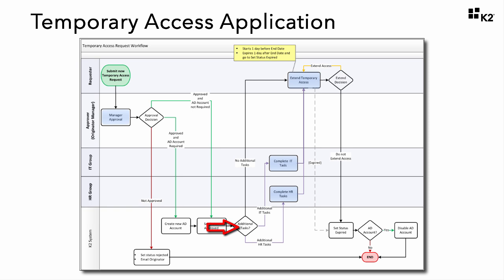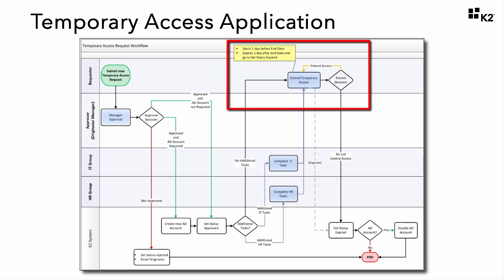For example, perhaps access to additional systems need to be granted by IT, paperwork for HR needs to be reviewed, or a security badge for access to the front gate needs to be created. Note that if both IT and HR tasks are selected, the workflow will actually split into a parallel execution mode. This is because there is no reason for IT to wait on HR or vice versa in this scenario. Once the required tasks are completed, or if there are no additional HR or IT tasks requested, the workflow will wait until the day before the temporary access end date is reached.